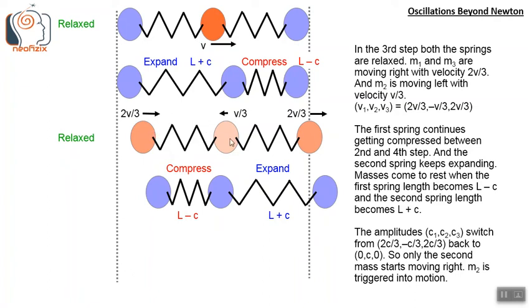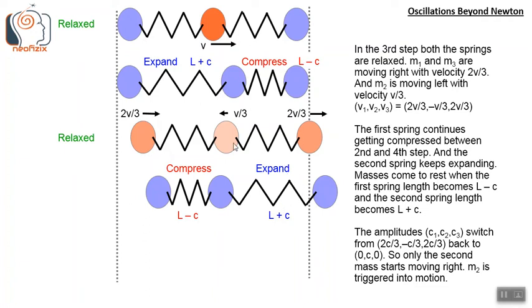And M1 and M3 are moving right with velocity 2v by 3, while M2 is moving left with velocity v by 3. So v1, v2, v3 will be 2v by 3, minus v by 3, and 2v by 3. So this corresponds to the C1, C2, C3 values that we saw in the previous slide. The first spring continues getting compressed between the second and the fourth step. So it's continuously compressing from the second step onward till the fourth step, and the second spring keeps expanding from step 2 to step 4.